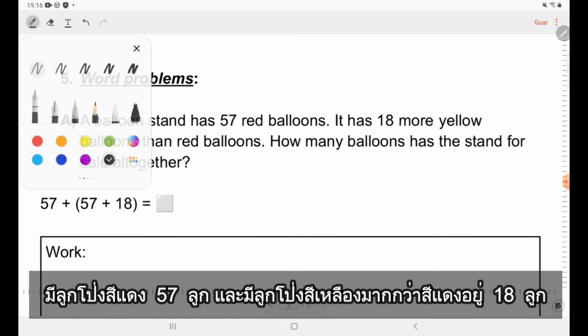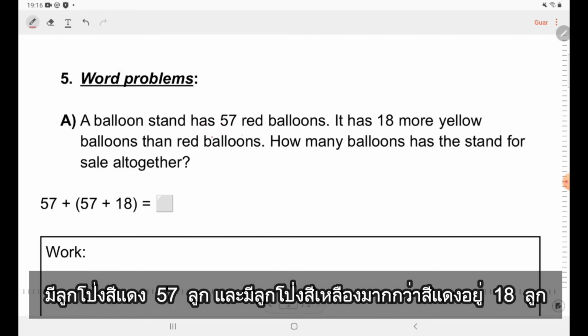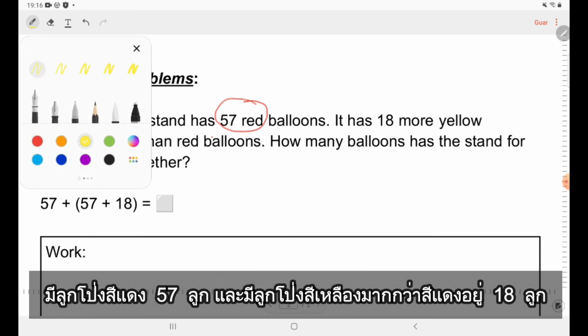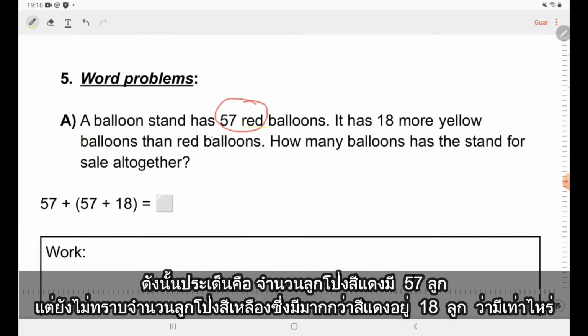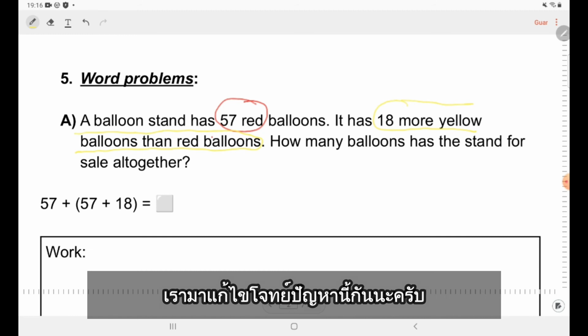They have red balloons. They have 57 red balloons, and then they have yellow balloons. The number of red balloons we already know, 57, but we still don't know how many yellow balloons there are, because it says the stand has 18 more yellow balloons than red balloons. So how to solve that?